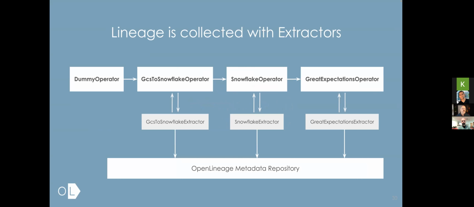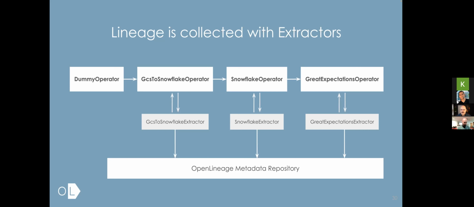For example, if we have this DAG that starts with a dummy operator and then does a GCS to Snowflake, then does another Snowflake operator perhaps to deduplicate something or move it into a different table, and then a Great Expectations operator to check some data quality. There would be a GCS to Snowflake extractor that, when the task completes, would check with GCS to see which buckets were written to and read from, and it would assemble the Lineage event and send it to OpenLineage.